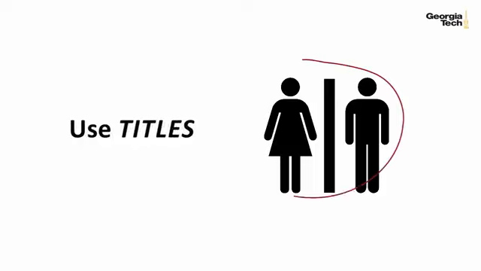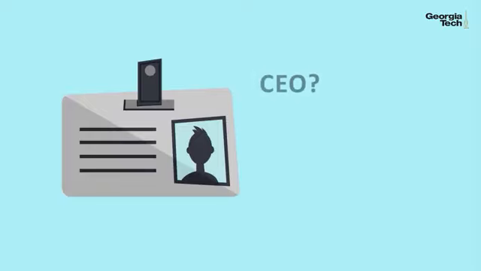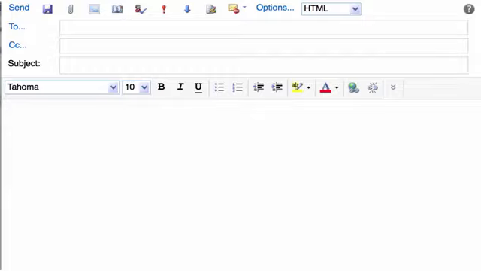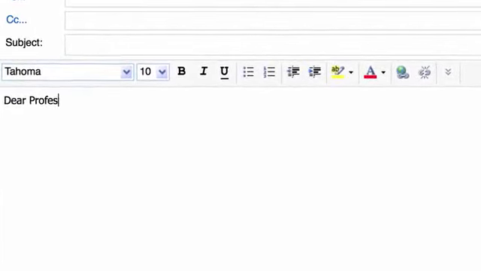If you are not absolutely certain, use titles that are gender nonspecific. This means greeting them without referring to their gender. Look for a person's position at the company, university, or office if possible, and mention that in the greeting. For instance, Dear Professor Lee, or Dear Director Smith.